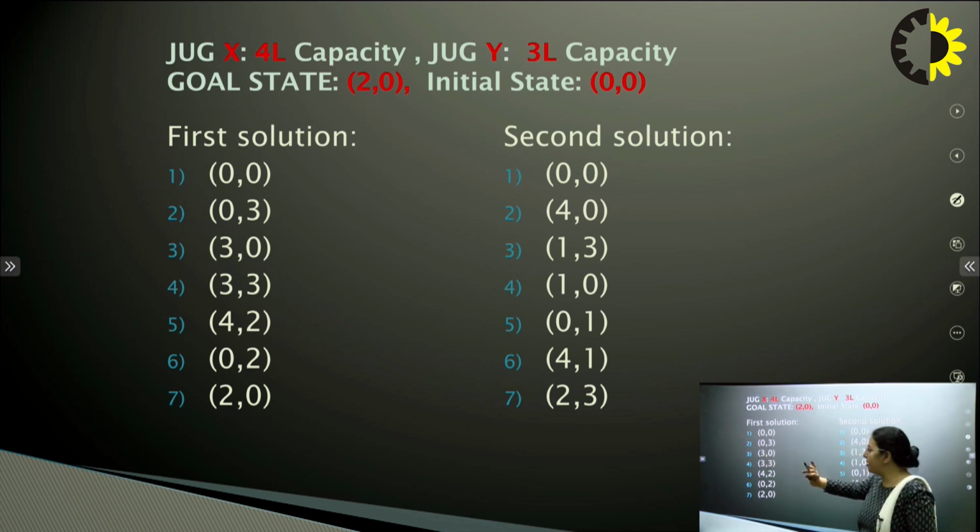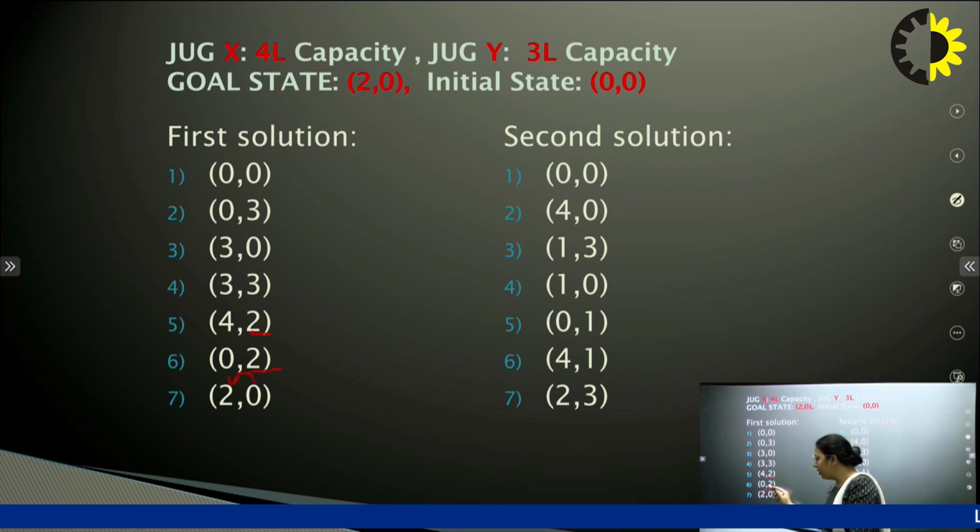Then jug B is empty. Then we again fill jug B. Now jug A has 3 liters of water and jug B has 3 liters of water. Then we transfer 1 liter. There is no measuring, but we know that jug A has a capacity of 4 liters. So we transfer 1 liter to jug A and the remaining is 2 liters in jug B.